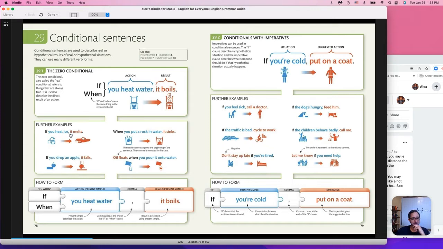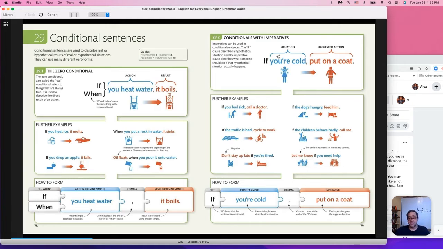Okay, let's look at further examples. If you heat ice, it melts. If one heats ice, notice I say heats because one is like using it or he or she. If one heats ice, it melts. If you drop an apple, it falls. When you put a rock in water, it sinks. Now they're switching it around. Oil floats when you pour it onto water. They've switched it around. There's no comma, and the when or the if comes in the middle between them instead of the comma.